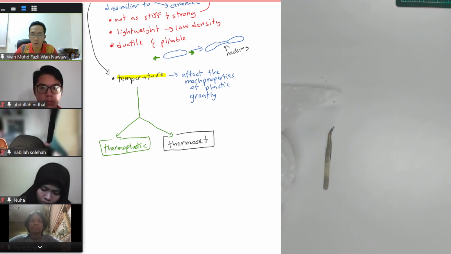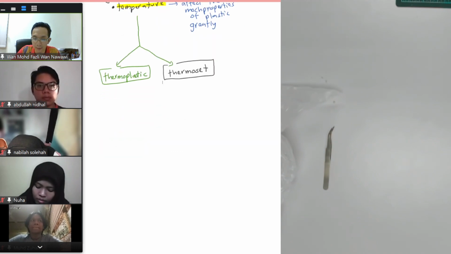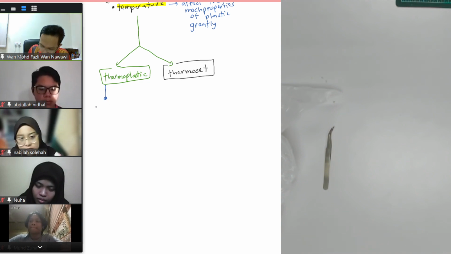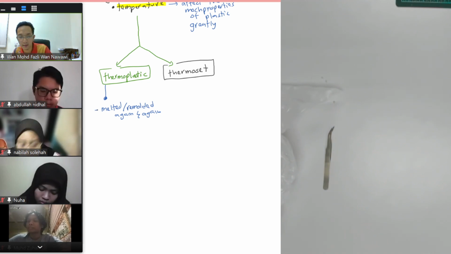What are thermoset and thermoplastic? Thermoplastic is the plastic that can be melted and remolded again and again. You can melt it and remold it again and again.